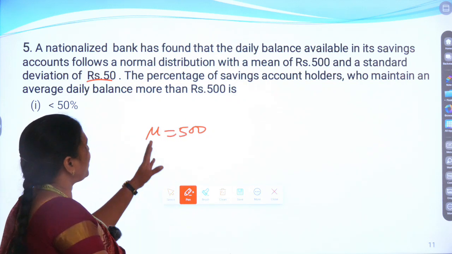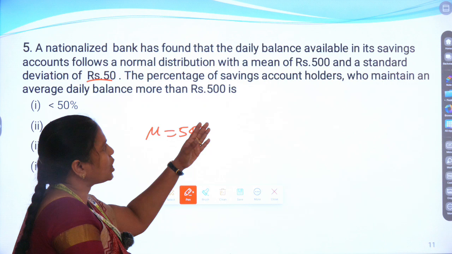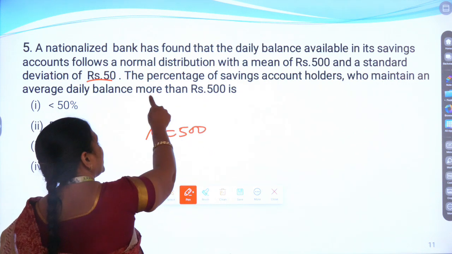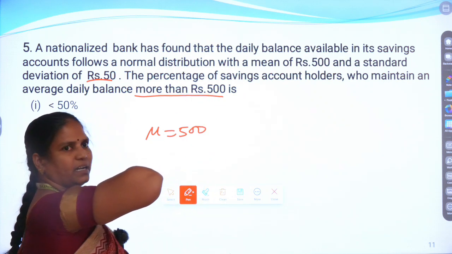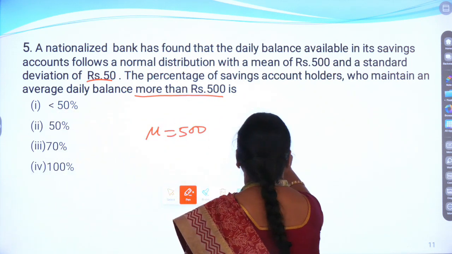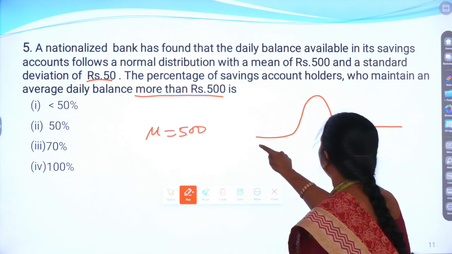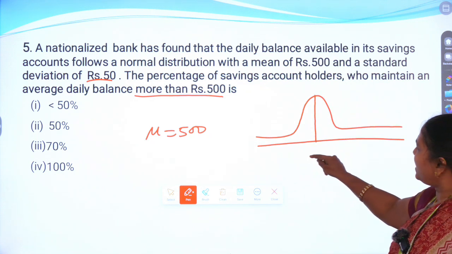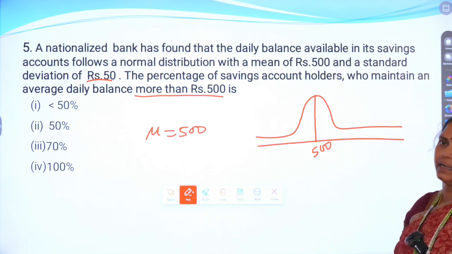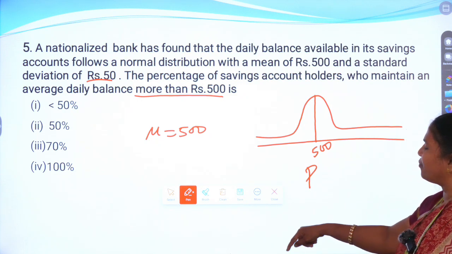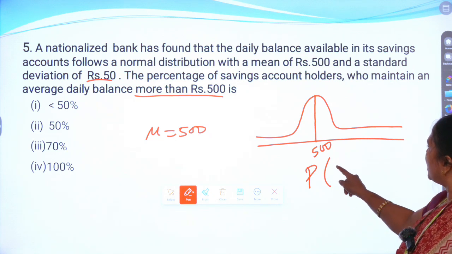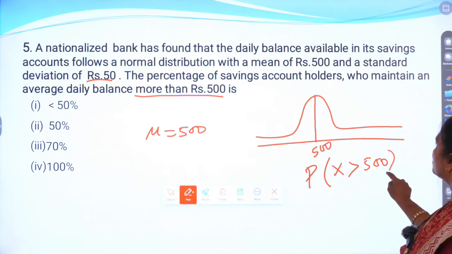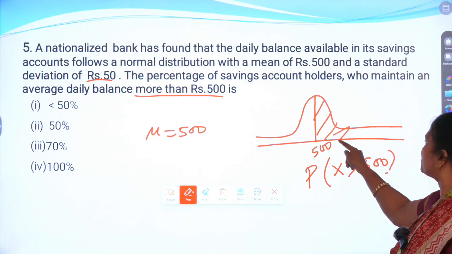So what we are going to find is the percentage of savings account holders who maintain an average daily balance of more than 500. For the account holders maintaining a balance more than 500, we are going to find the probability. In this problem, the mean value is given as 500. So we have to find the probability of this region.